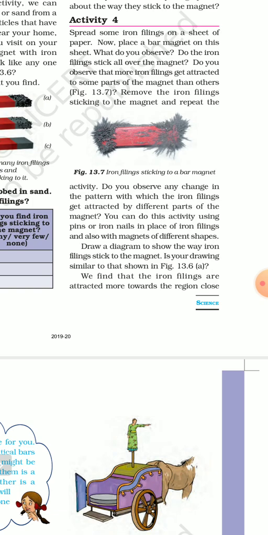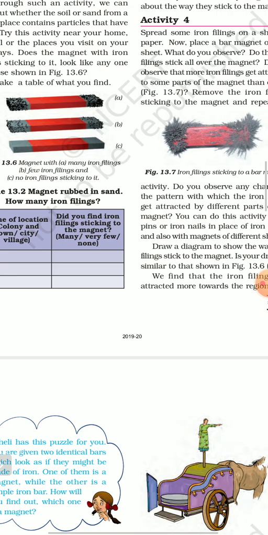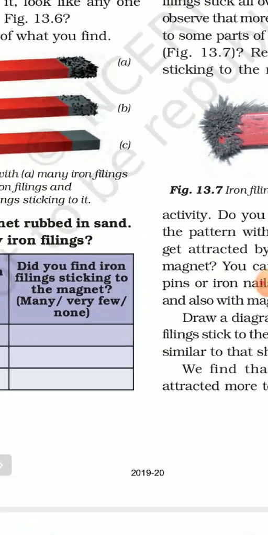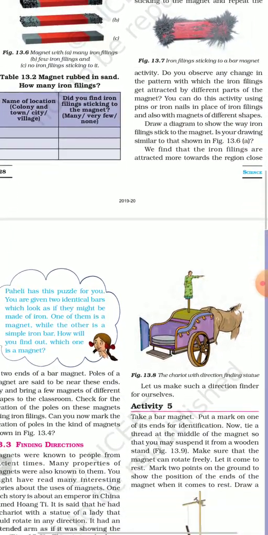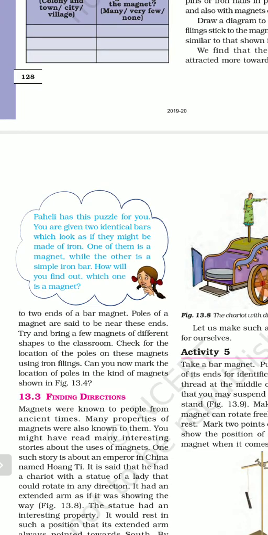So if you draw the diagram, you will have a figure like this. Okay, now you can find that on the ends of the bar magnet there are more iron filings than on the middle side. Okay, so the poles of a magnet are said to be near these ends.